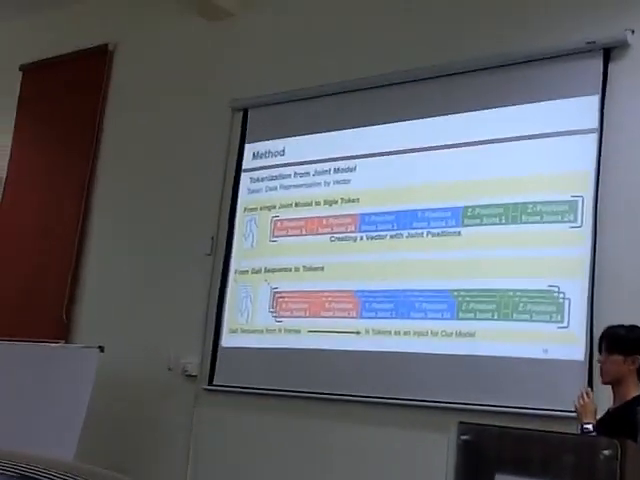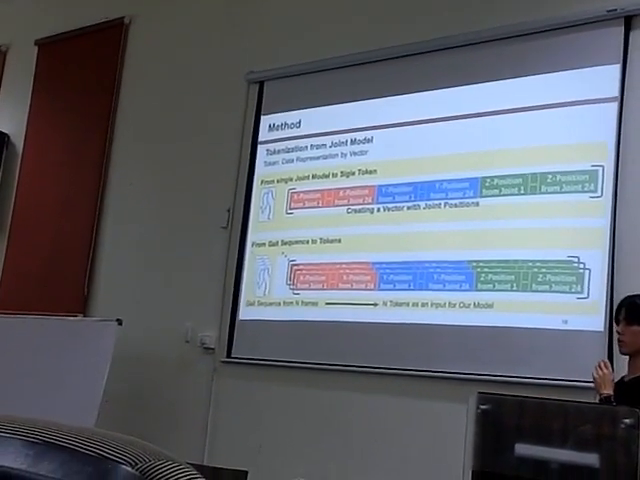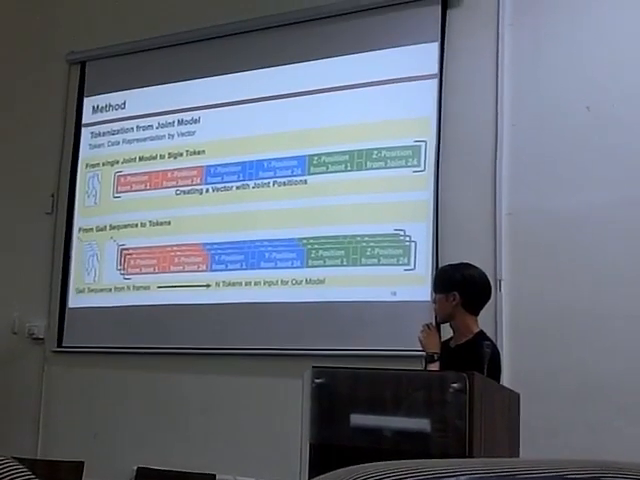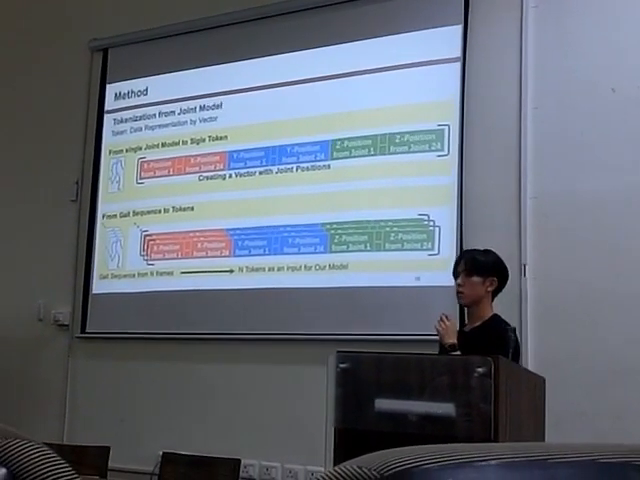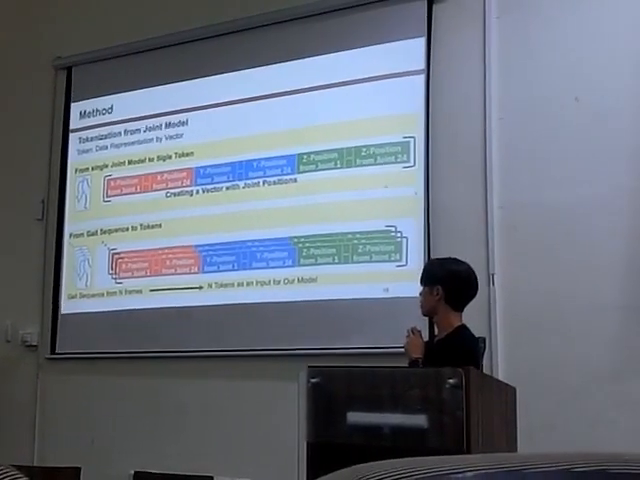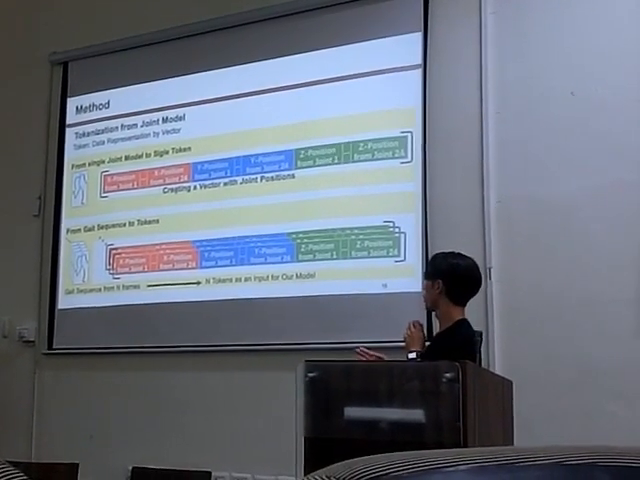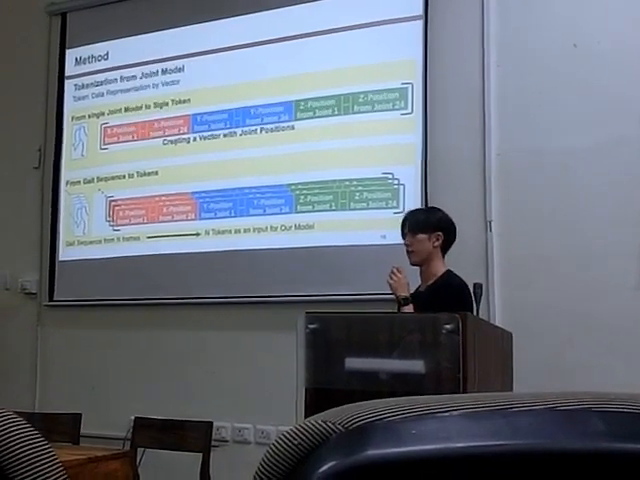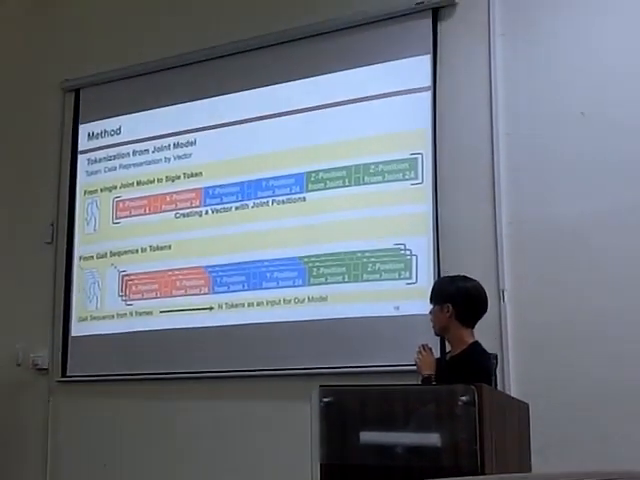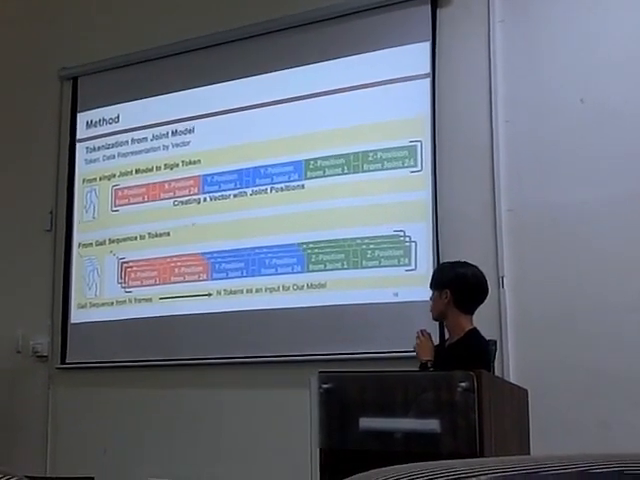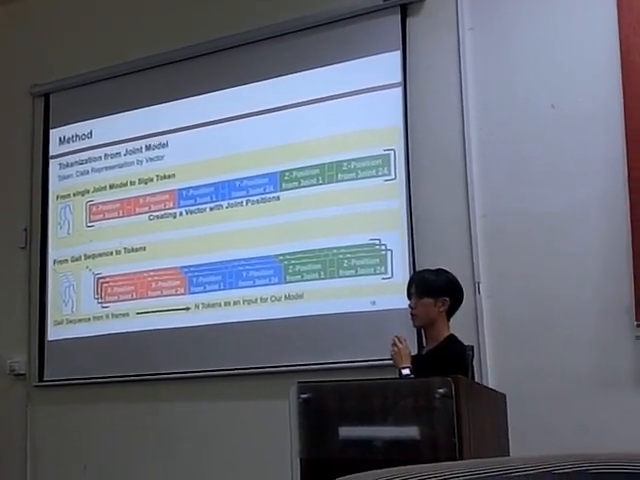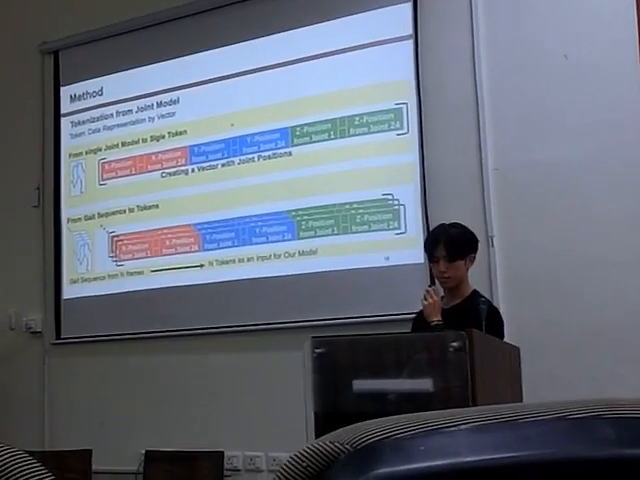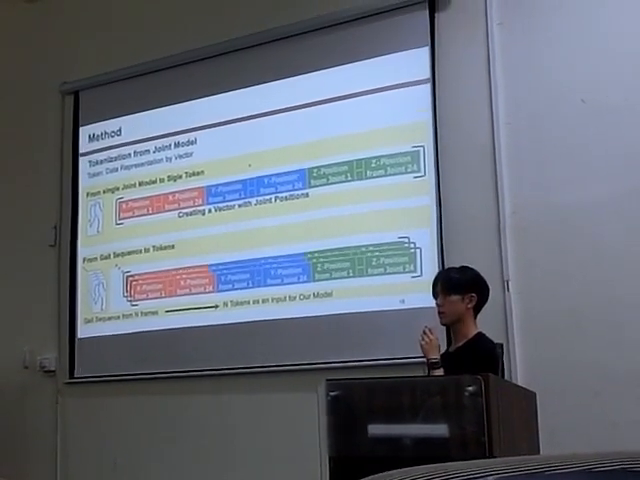First, I talk about tokenization from skeleton model to token. As I mentioned, the skeletal model has 24 joints in XYZ space. So I set each joint position to a vector. The size of this vector is going to be 72, which means 24 by 3. So I line up the x position, y position, and z position. So this is a vector, and this is the position representation for my model. This converting method is my first idea.